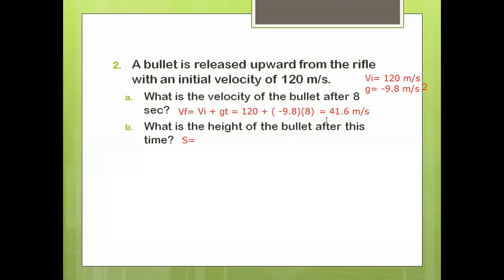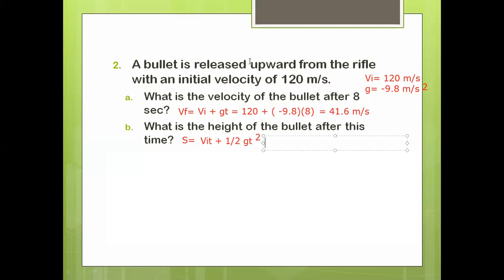So this one is still going up. So V sub F after 8 seconds is only 41.6 meters per second. So the initial value is 120 plus g t, which is negative 9.8 times 8 seconds. Now the height to which it goes up must be equal to V sub I t plus 1/2 g t squared. So this is our equation that has been used a while ago.